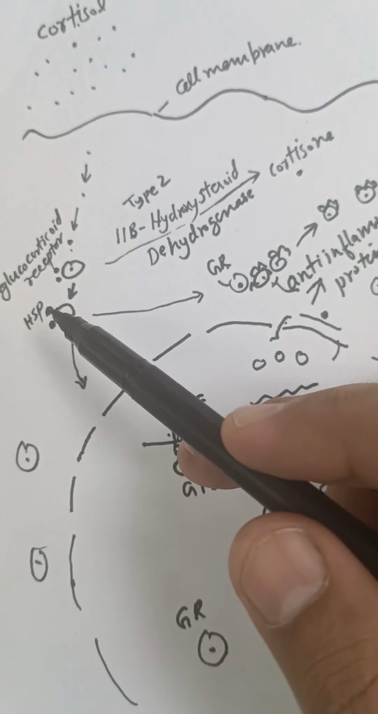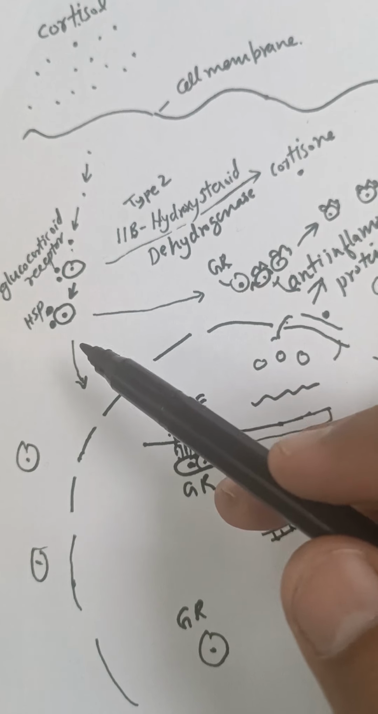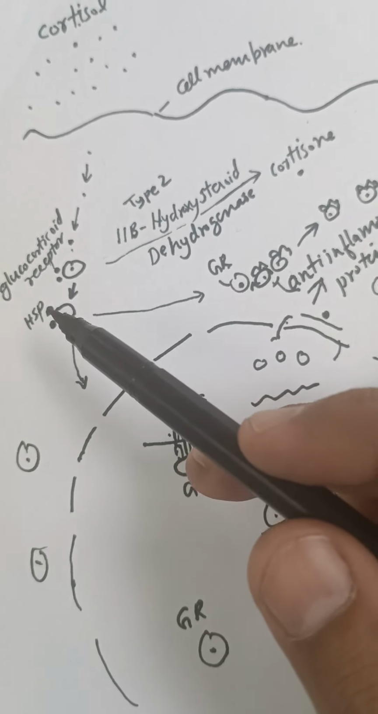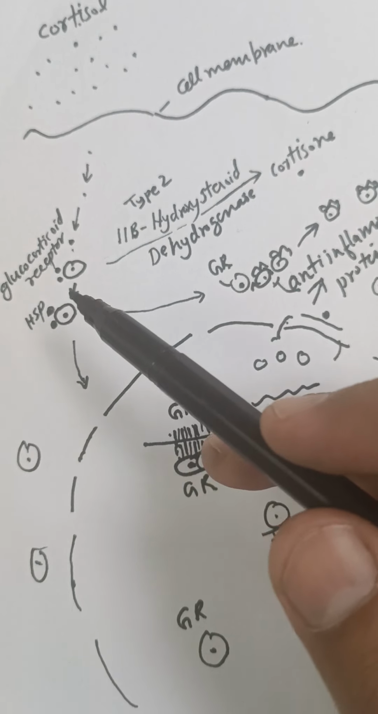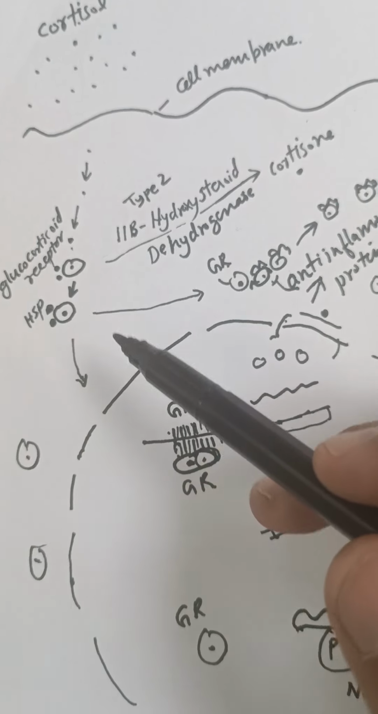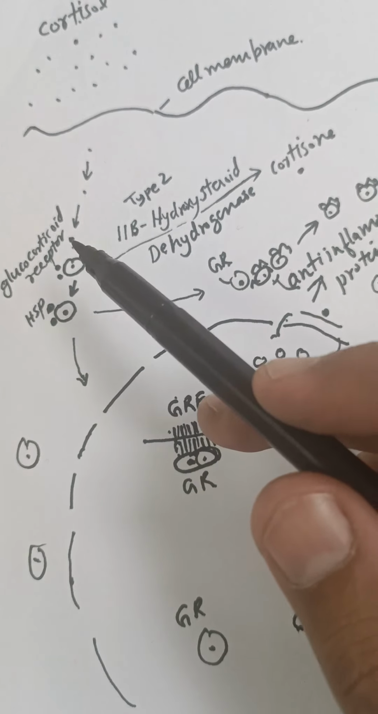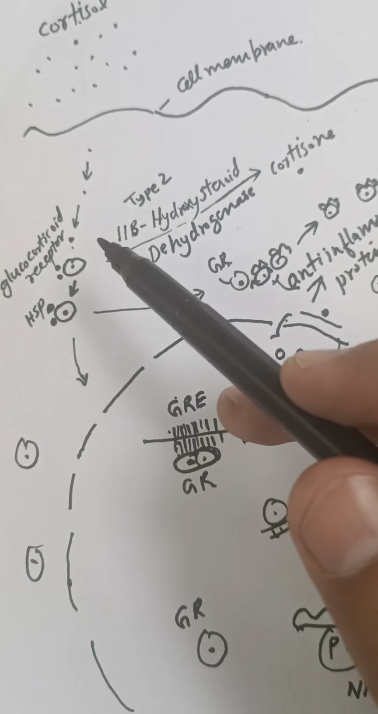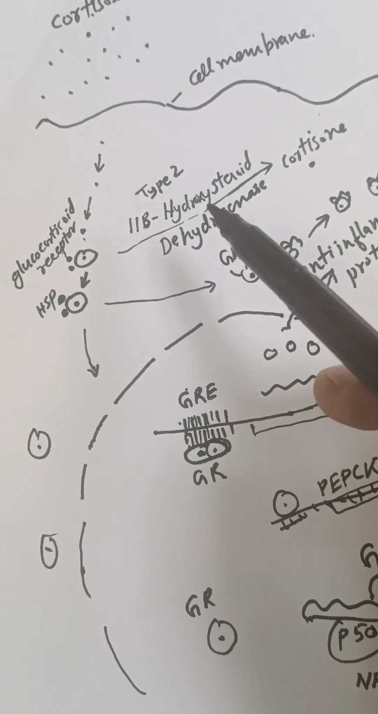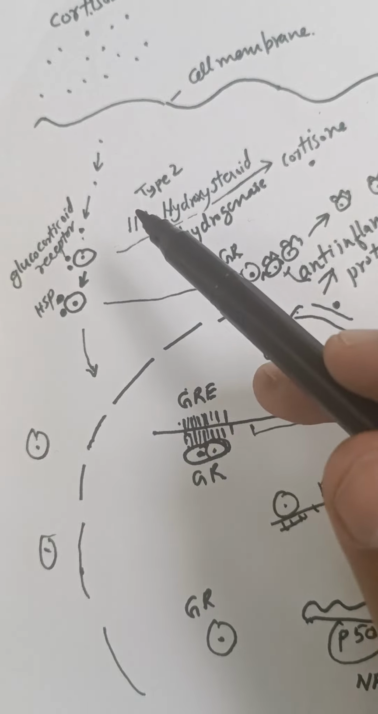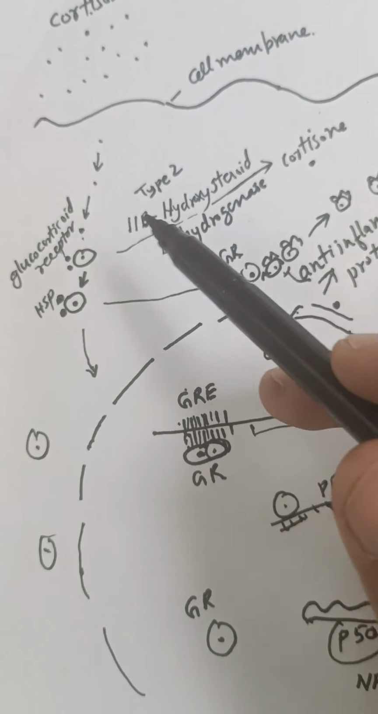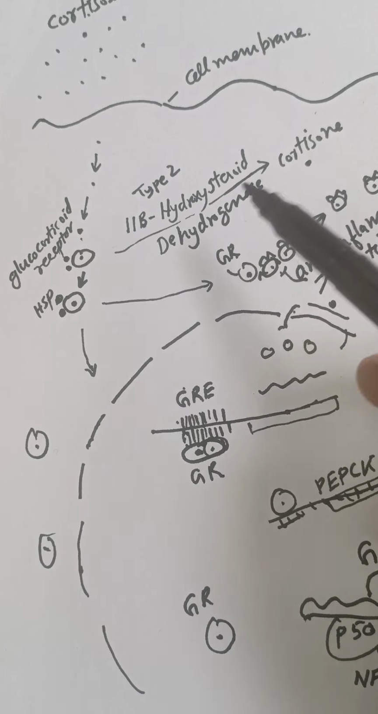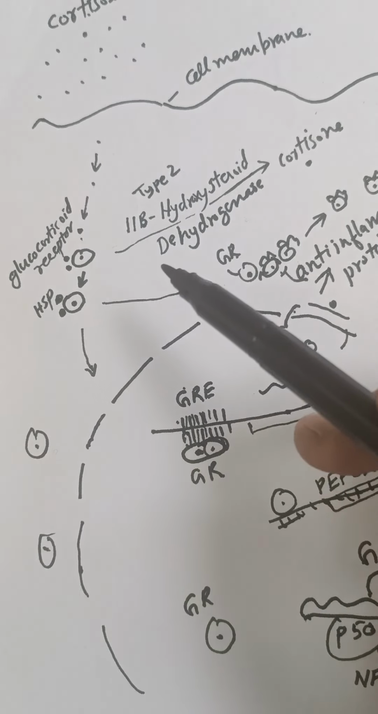These heat shock proteins are specifically heat shock protein 90, which are actually molecular chaperones, and they help in refolding of misfolded proteins. If there are no receptors in the cell for cortisol, then 11 beta hydroxysteroid dehydrogenase type 2 degrades the cortisol into cortisone, which is the inactive form, and cortisol is the active form.